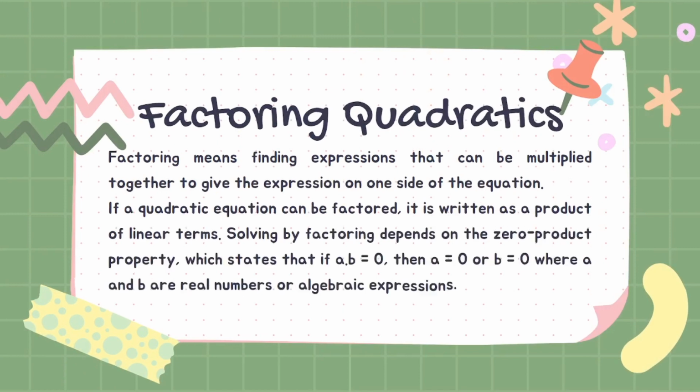Factoring quadratics. Factoring means finding expressions that can be multiplied together to give the expression on one side of the equation. If a quadratic equation can be factored, it is written as a product of linear terms. Solving by factoring depends on the zero product property, which states that if a times b equals 0, then a is 0 or b is 0, where a and b are real numbers or algebraic expressions.